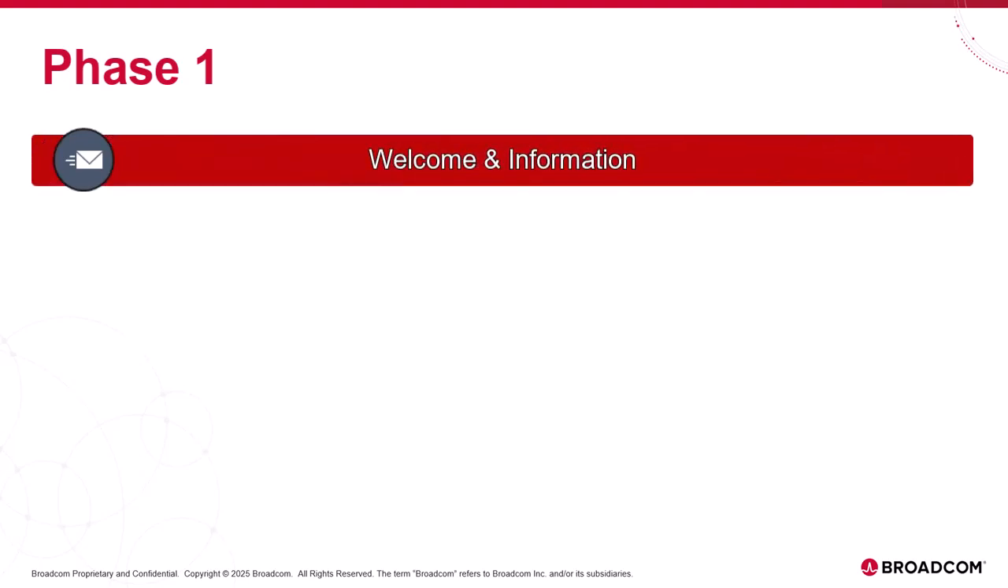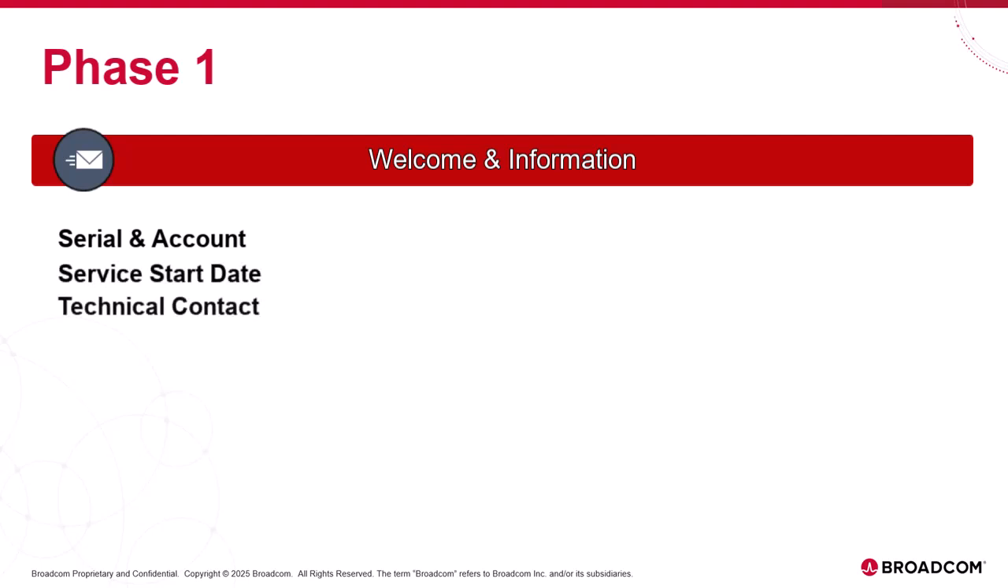Let's look at the next step, the first email. Broadcom's first technical communication is the welcome email. It contains your name, account number, serial number, service start date, and the details of the assigned privileged point of contact. The next section reminds you to send us the IP range of your systems.